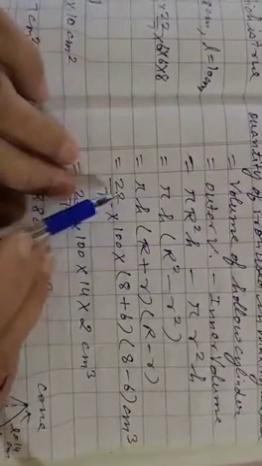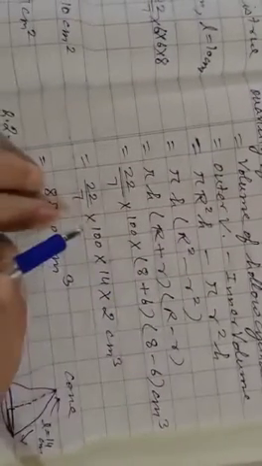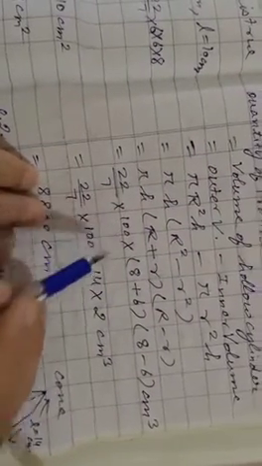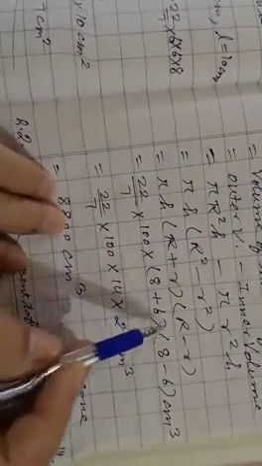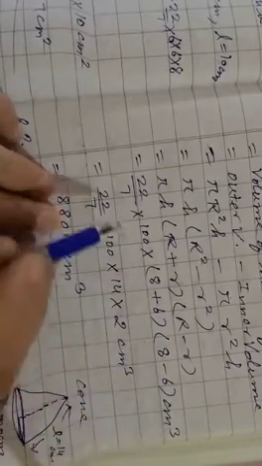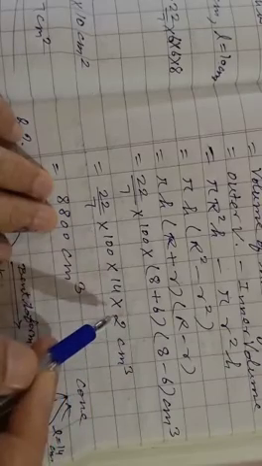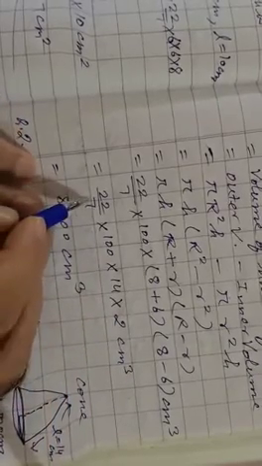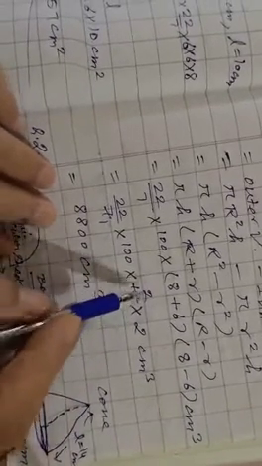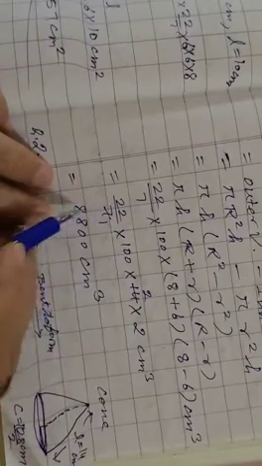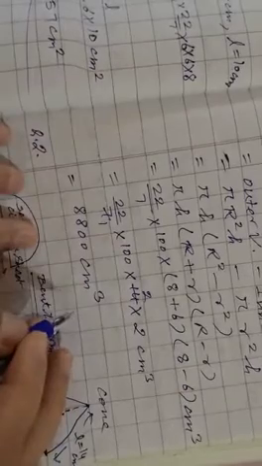Now value of pi is 22 upon 7, and h is 100. So we write 22 upon 7 multiply 100, capital R is 8, small r is 6, so 8 plus 6 bracket close, 8 minus 6 centimeter cube. 8 plus 6 is 14, 8 minus 6 is 2. Now 7 ones are 7, 7 twos are 14, 2 twos are 4, 4 twos are 8. We get 8,800 centimeter cube. This is your required answer.